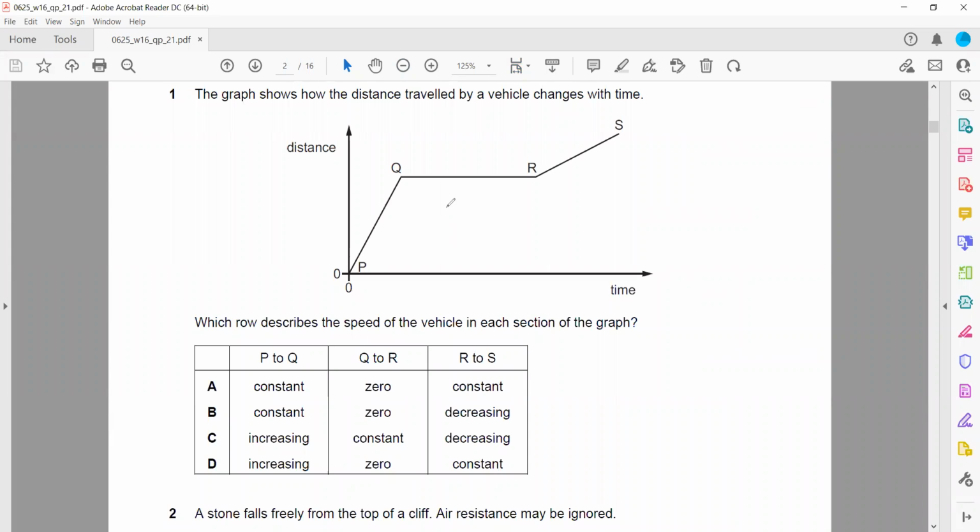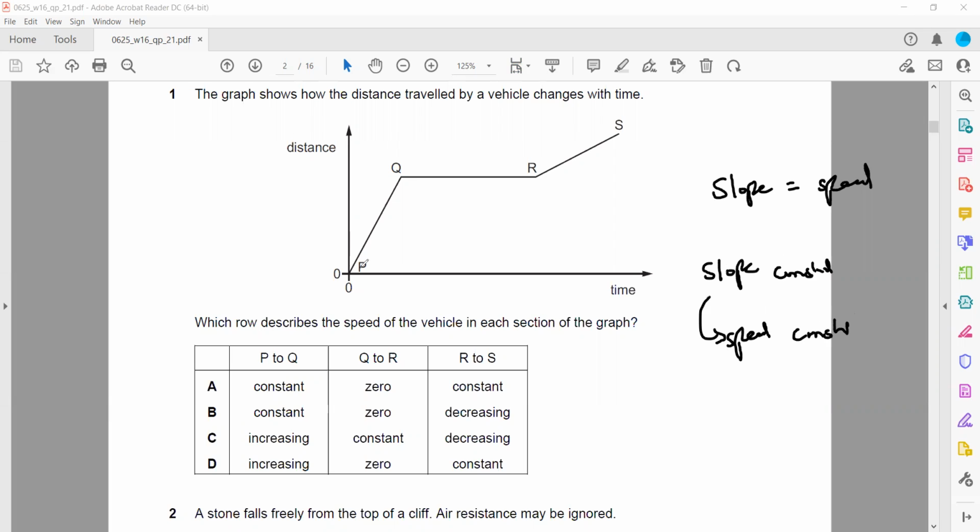So in the first question, the graph shows how the distance traveled by the vehicle changes with time, which describes the speed of the vehicle in each section. For a distance-time graph, the slope represents speed. If the slope is constant, it is a straight line. So it shows that the speed is also constant.